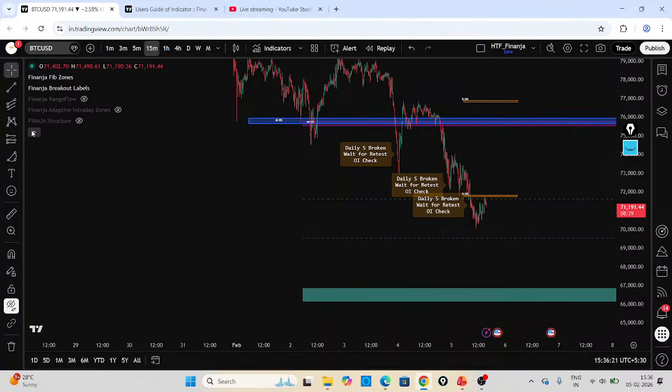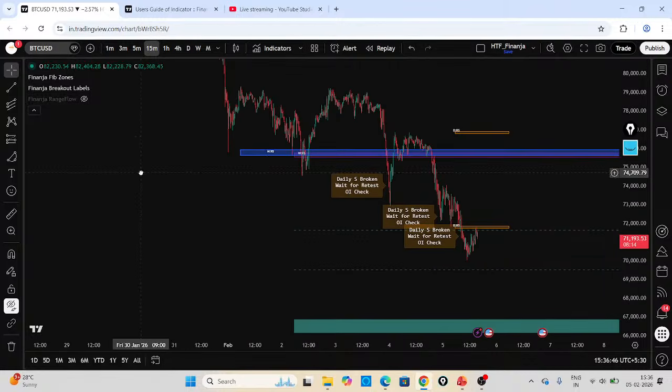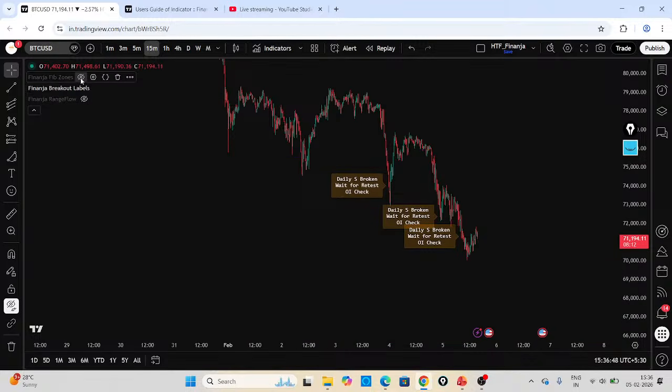Also there are a lot of other indicators I'm coming up with, because based on market conditions we also need to adapt. So I'll be coming up with a few more indicators. Wait and watch. As of now, in order not to confuse, I'll be using only these three. First of all, I'll go for the Finanja Breakout Labels indicator.